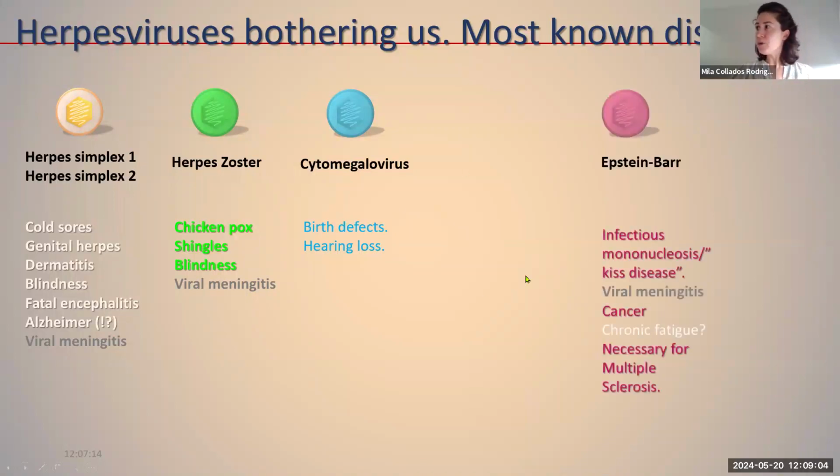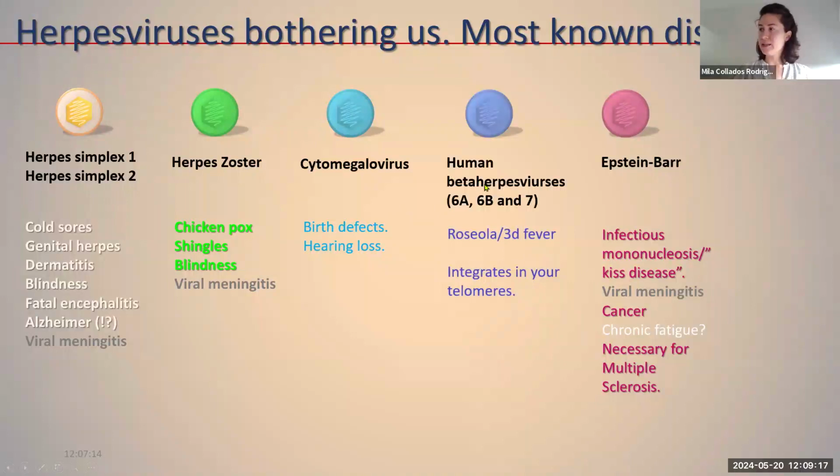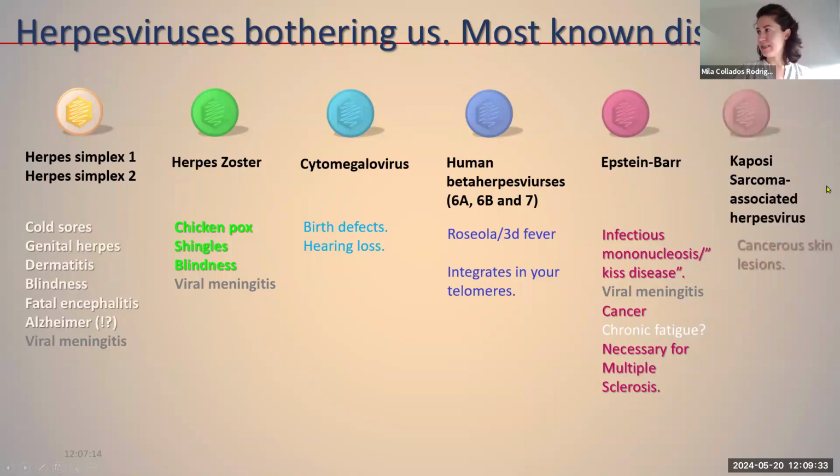Then we got Epstein-Barr, which is the causative agent of multiple sclerosis and infectious mononucleosis, as well as cancer and other proposed diseases. And then lesser known, which is the human beta herpes virus, which causes the roseola or the fever of 3 days. It's a kind of rash the babies get at 3 days. And it's the only one that can integrate in your genome, in the telomerase specifically. And the last one is the Kaposi sarcoma herpes viruses.